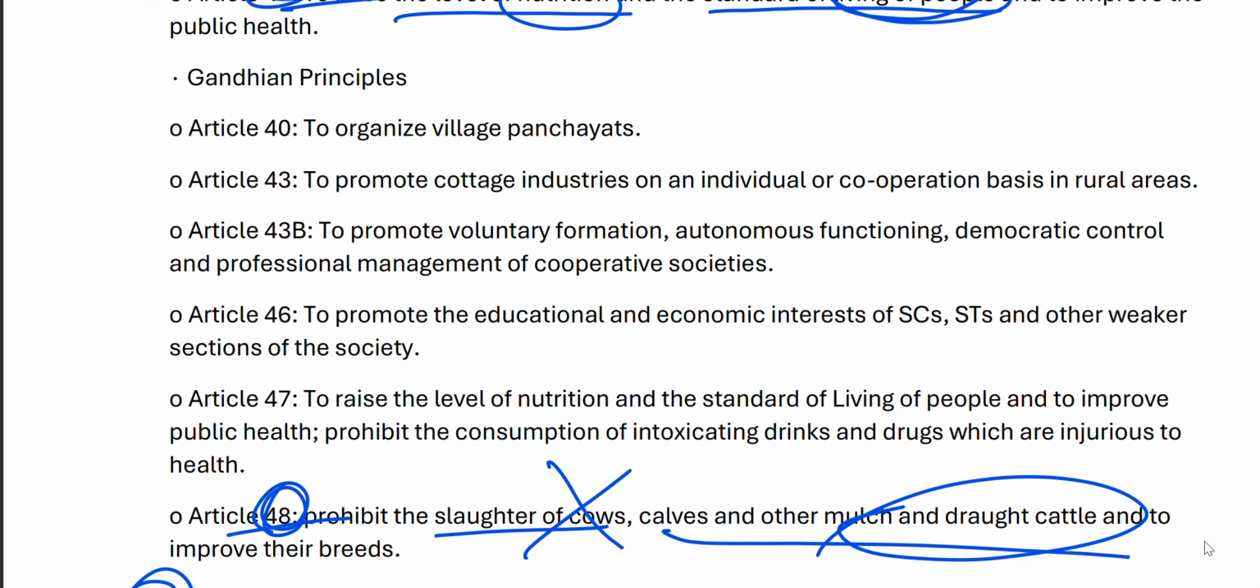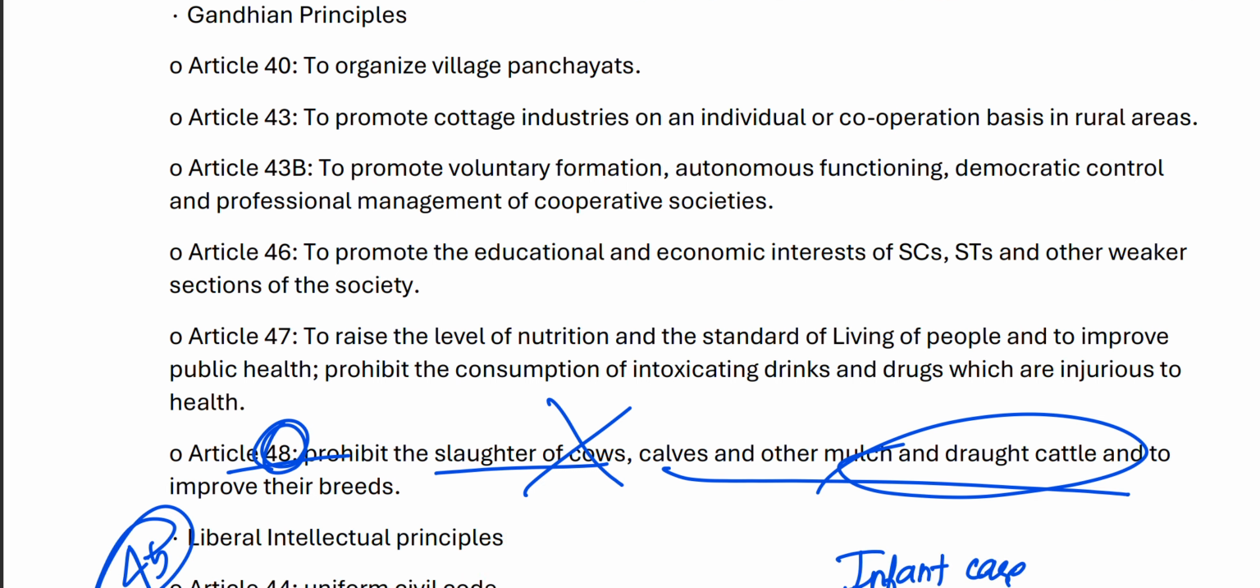40 is organization of the panchayats. We know what is 39. So 40 is organization of the panchayats, 41 is right to work, 42 is maternity relief, and 43 is related to workers as well as cottage industries, right? 43 has workers, cottage industries, cooperatives. 44 is Uniform Civil Code, 45 we didn't see it. 46 is related to SC/ST, 47 is the standard of living of the people and intoxicants. 48 is related to prohibiting the slaughter of cows and other milch and draught cattle.